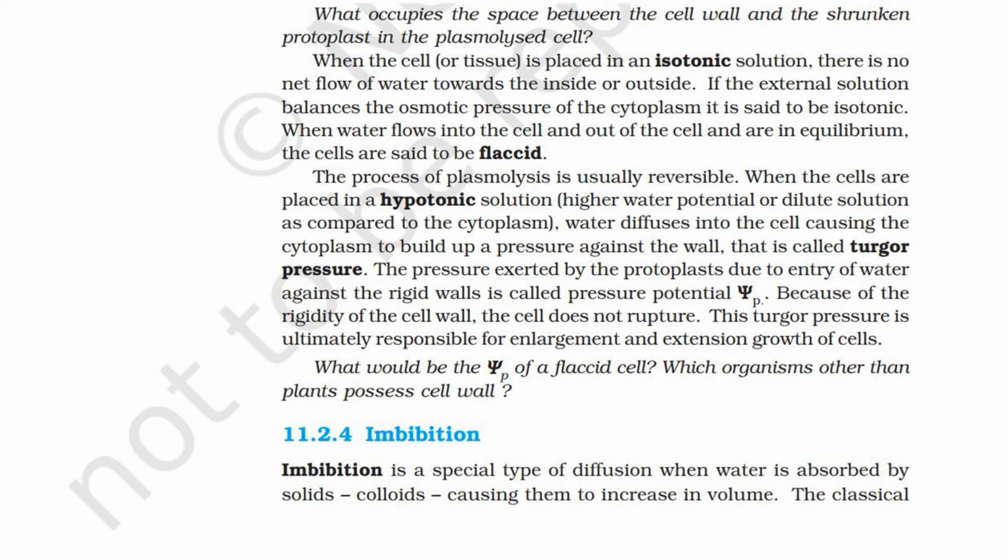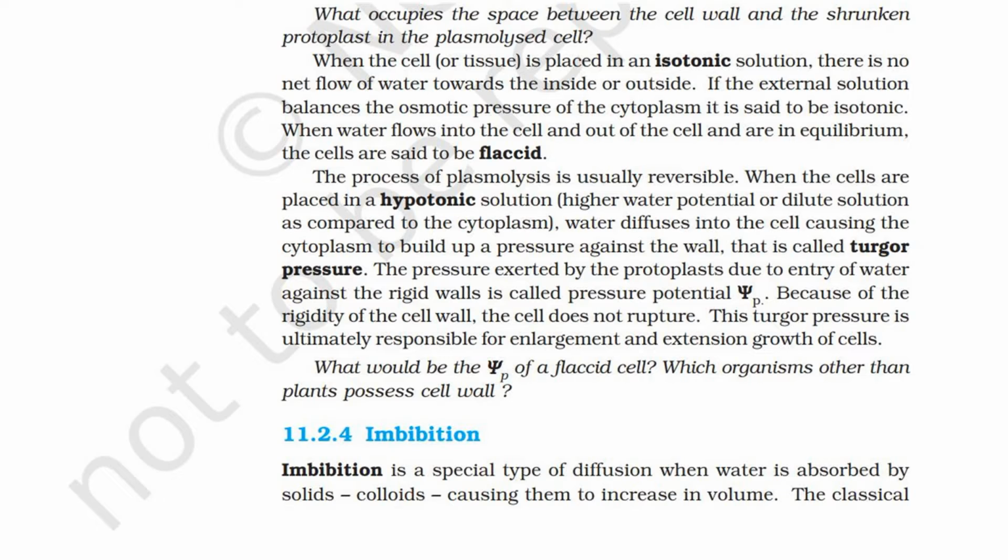When the cells are placed in a hypotonic solution, which has higher water potential or is dilute compared to the cytoplasm, water diffuses into the cell, causing the cytoplasm to build up a pressure against the wall, that is called turgor pressure. The pressure exerted by the protoplasts due to entry of water against the rigid walls is called pressure potential, Ψp. Because of the rigidity of the cell wall, the cell does not rupture. This turgor pressure is ultimately responsible for enlargement and extension growth of cells. What would be the Ψp of a flaccid cell? Which organisms other than plants possess cell wall?